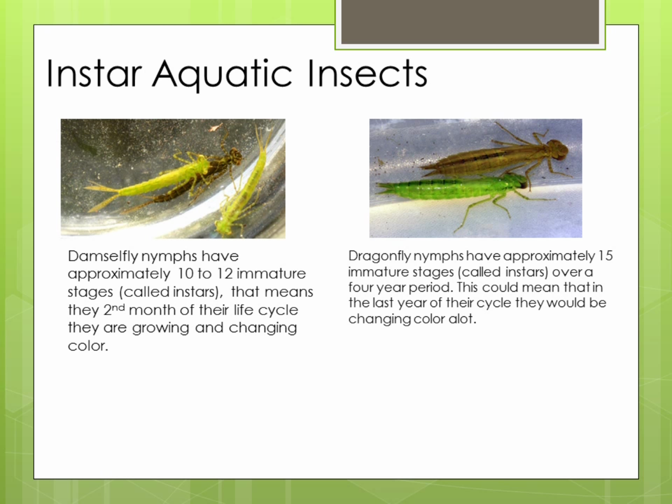The damselfly nymph has approximately 10 to 12 instar stages. That means in the second month of their life cycle, they are growing and changing color a lot. The dragonfly nymph has approximately 15 instar stages over a 4-year period. This could mean that in the last year of their cycle they too would be changing color a lot as they grow to mature and emerge.